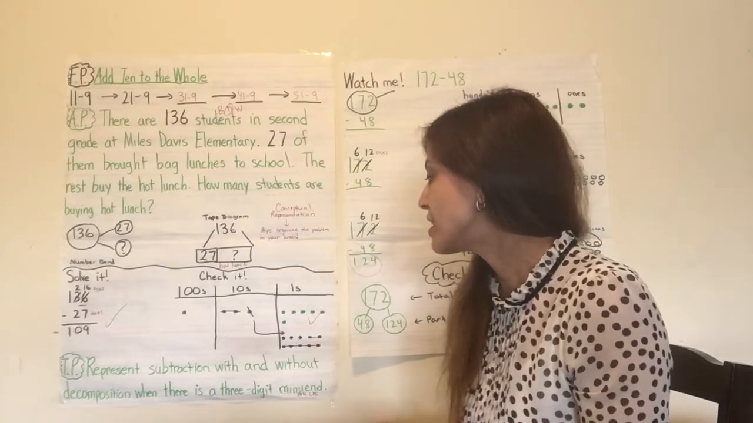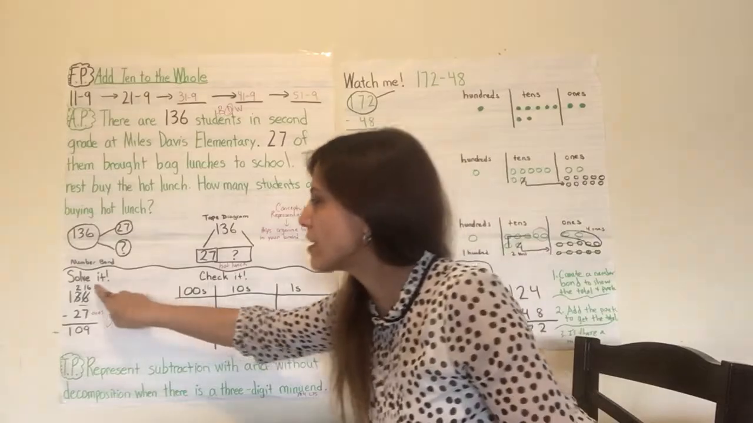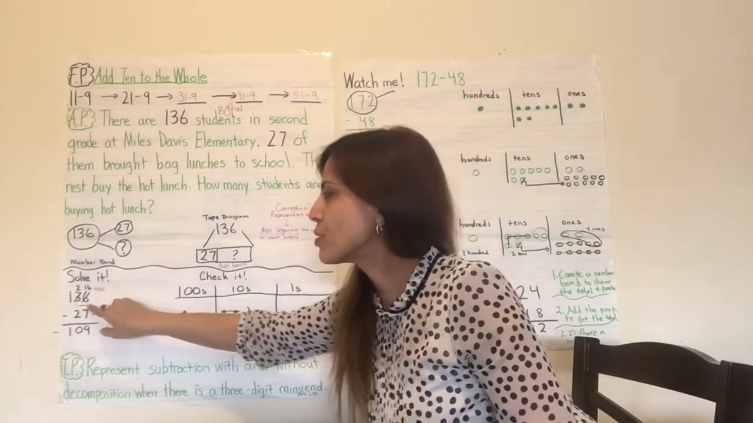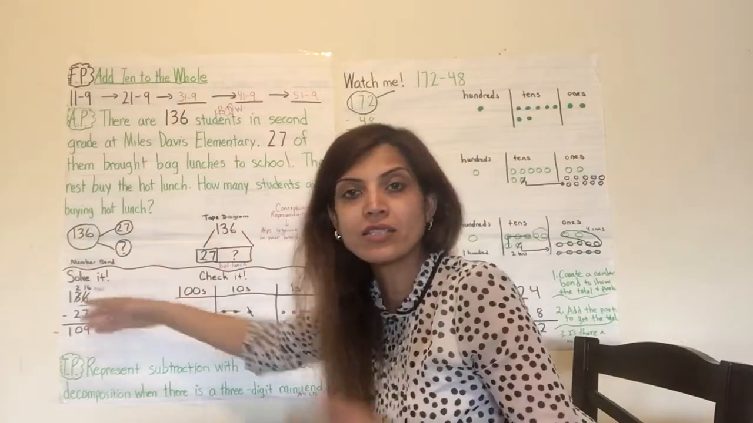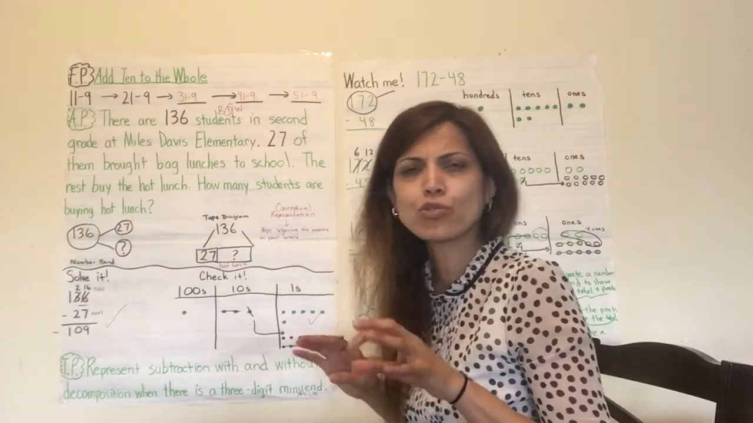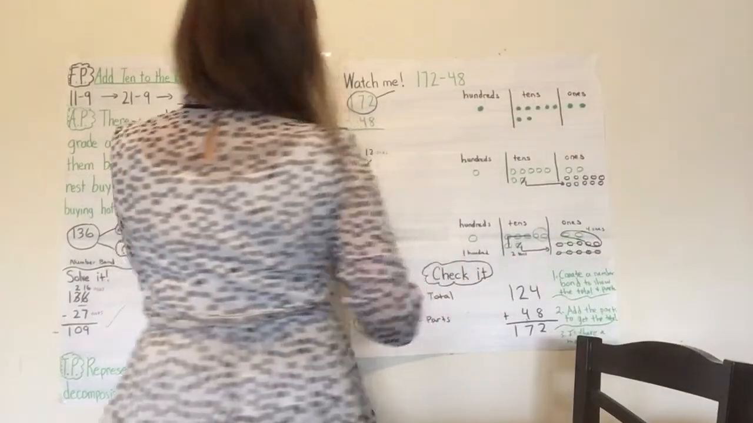Anyway, and then it says using a 3-digit minuend. What does that mean? Basically, that top number here is going to be 3 digits. When you're using subtraction, this is called a minuend, and it's a 3-digit number. That's all it means. So don't get confused. Okay? Awesome. So watch the teacher.